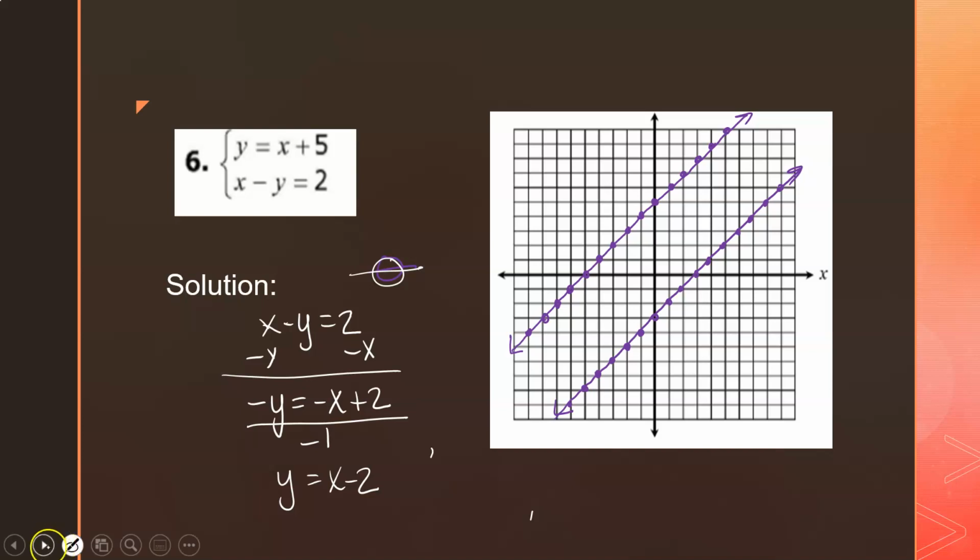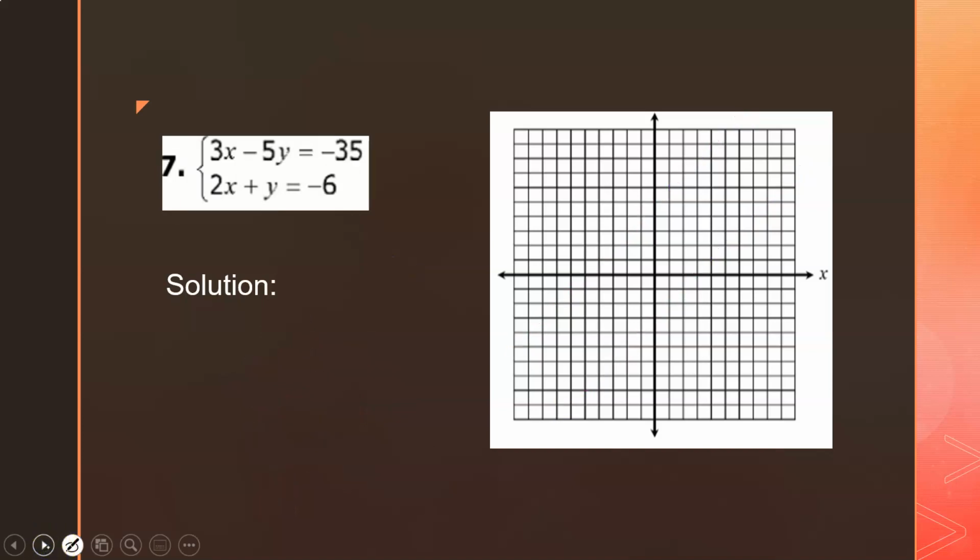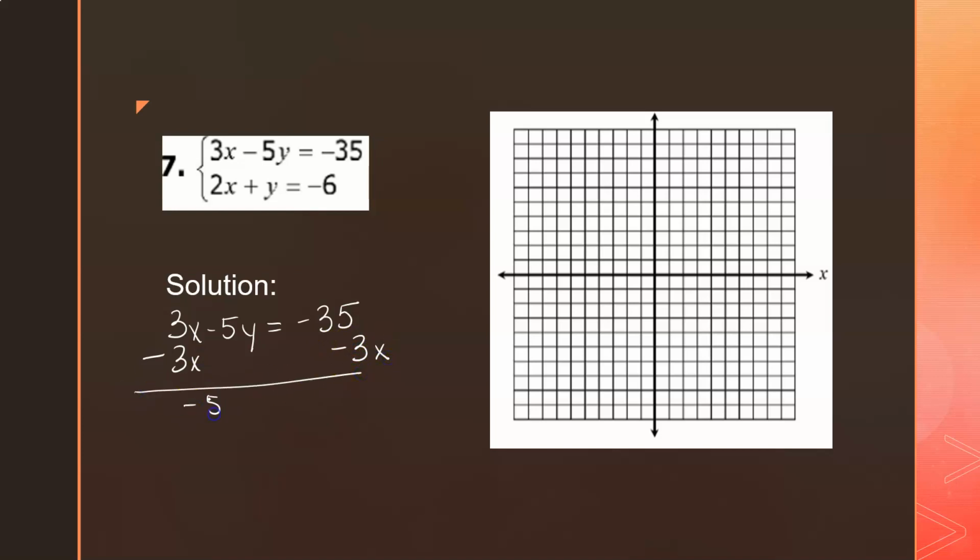We have 2 more to do. So these both need to be put into slope-intercept form. Let's rearrange this one. So I'm going to subtract that 3x. I have -5y equals -3x minus 35. Then I'm going to divide by -5. So I have y equals, a negative divided by a negative is a positive, positive 3/5 x plus 7.